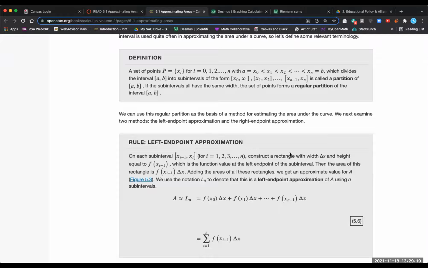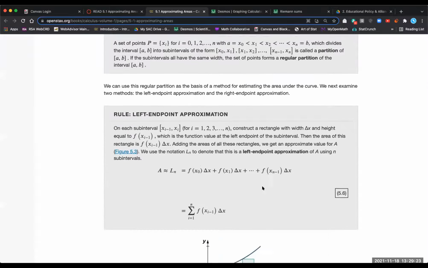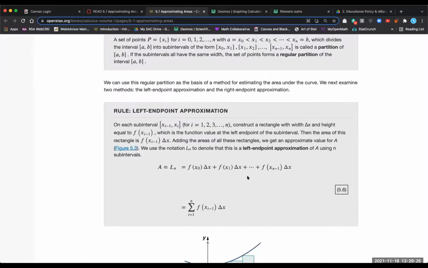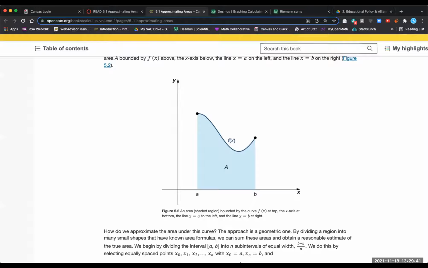You get introduced to things called left endpoint and right endpoint approximations. You have all this kind of weird notation. That's what I'm going to do an example of. But again, you'll soon see why we care about the area underneath the curve. We call that an accumulation function, that somehow it's going to represent values in our world in meaningful ways. So let's take a look at some examples first with this.